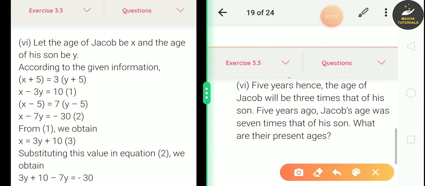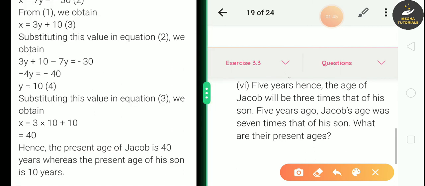Okay. Now from equation 1 we can write x is equal to 3y plus 10, and we can put this value in equation 2. So we'll get, in place of x we can write 3y plus 10. So 3y plus 10 minus 7y is equal to minus 30. Then 3y minus 7y is minus 4y, and we can transpose 10 on the right hand side. So minus 30 minus 10, so we'll get minus 40. So minus 4y is equal to minus 40. Then y is equal to minus 40 upon 4, which is equal to 10. So y is equal to 10.